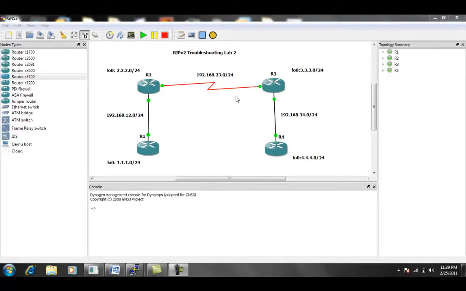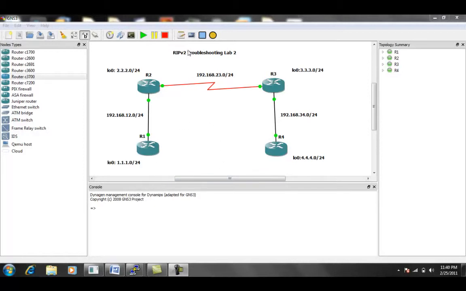We have networks connecting router 1 to router 2. That network is 192.168.12.0/24. We have a network between router 2 and 3, which is 192.168.23.0/24, and we also have a network in between R3 and R4, which is 192.168.34.0/24.